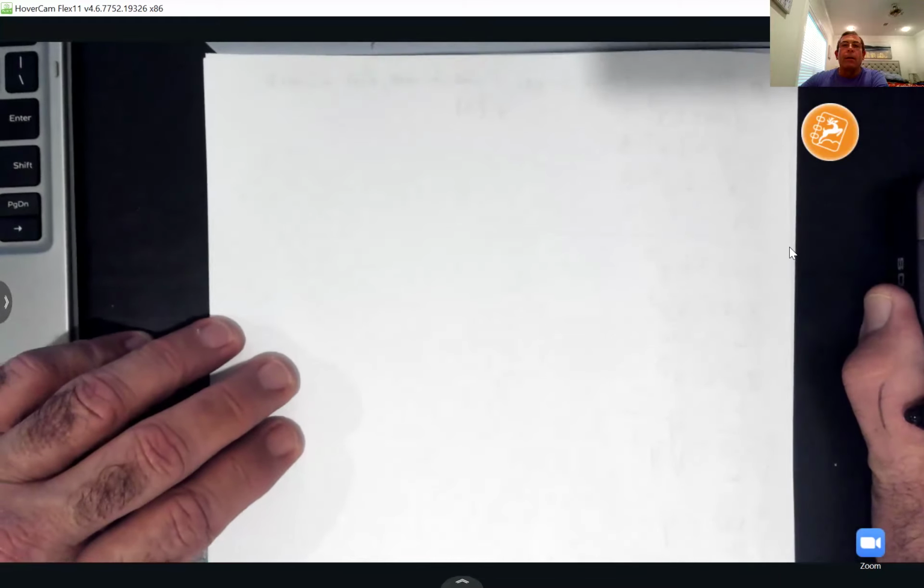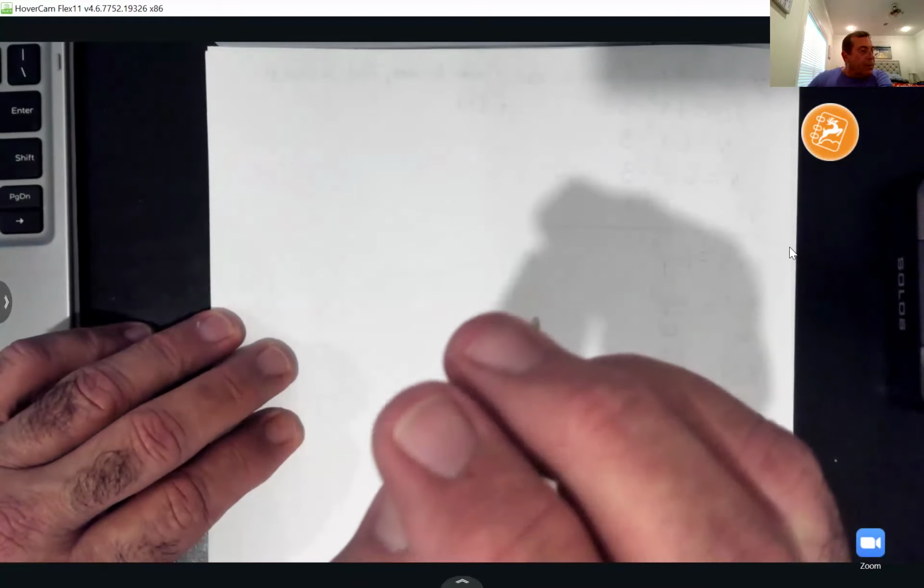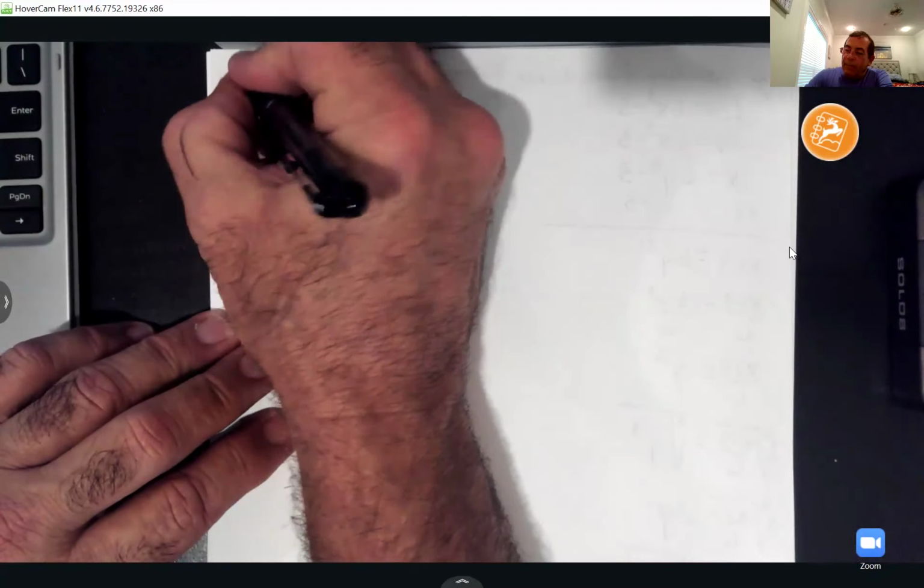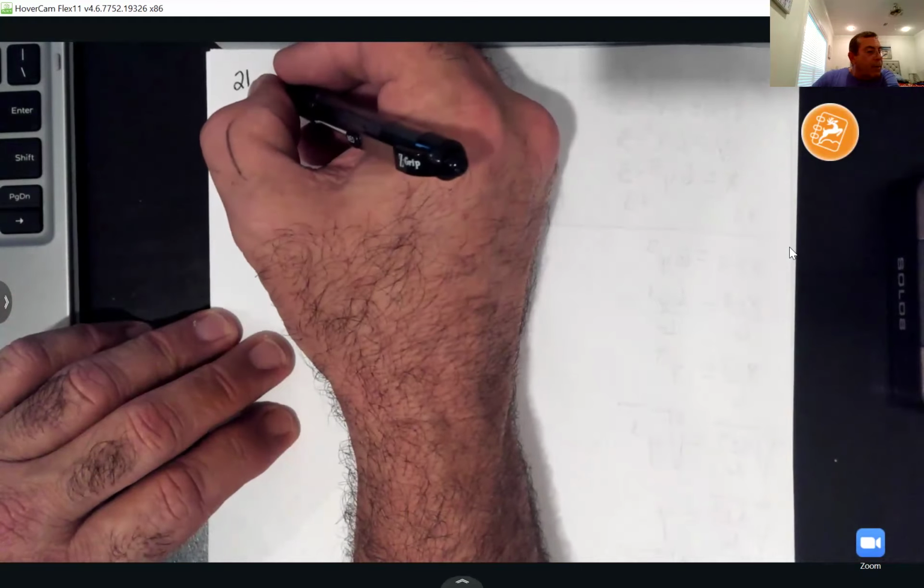Okay, so y'all just be careful on that when you use those. Let's see, 21. So match the function with a graph.